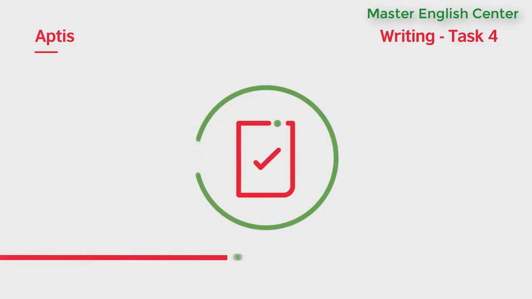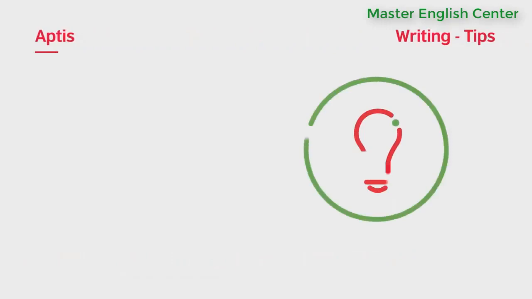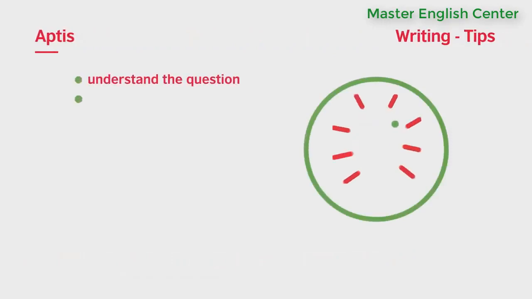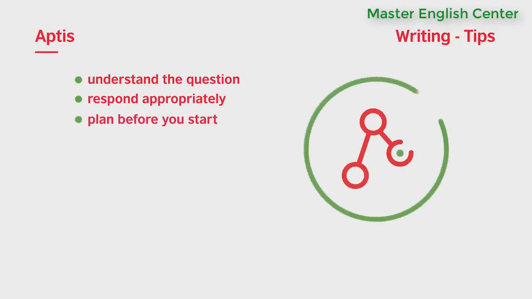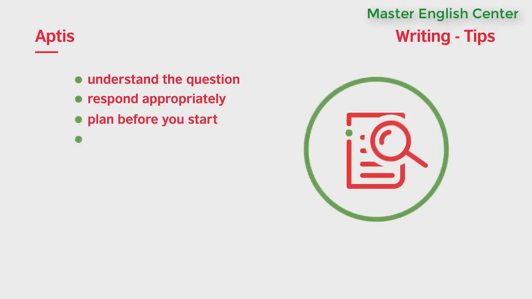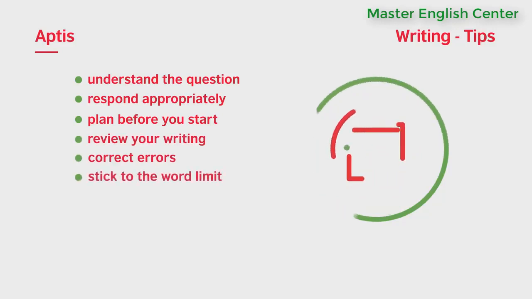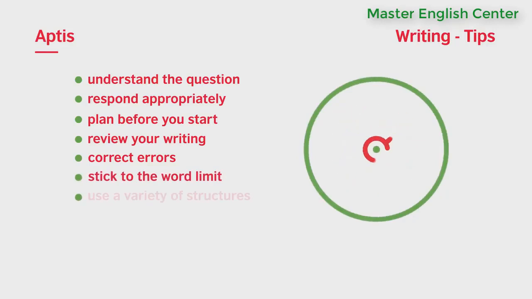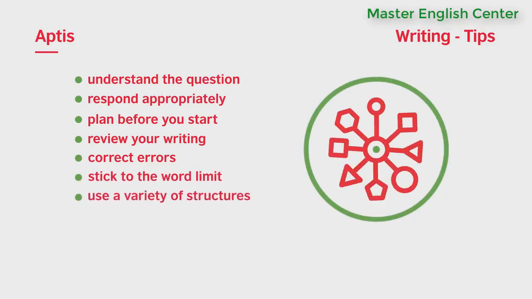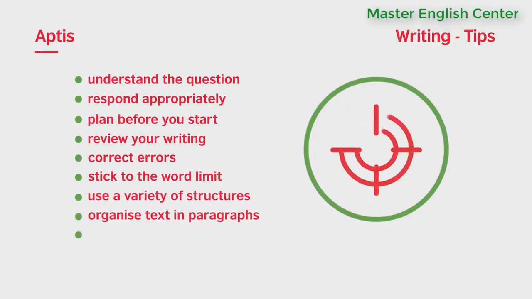To perform better at your writing test, try these tips. Make sure you fully understand the question and respond appropriately. Plan what you're going to write before you start. Remember to review your writing and correct any errors before moving to the next question. Stick to the word limit. There is a word counter to help you keep track. Make sure you use a variety of sentence structures and organize your text in paragraphs. Focus on accuracy.